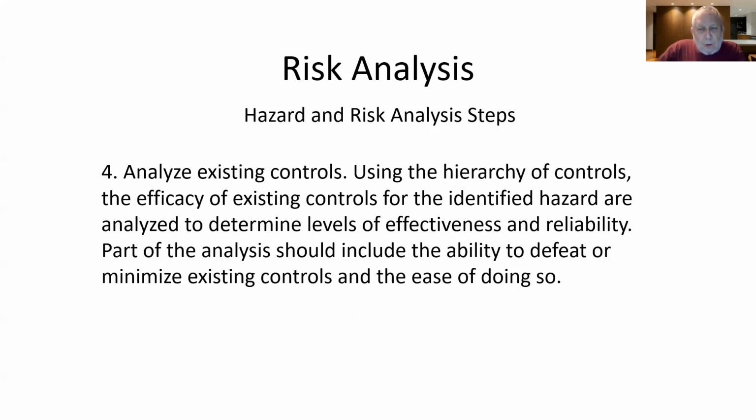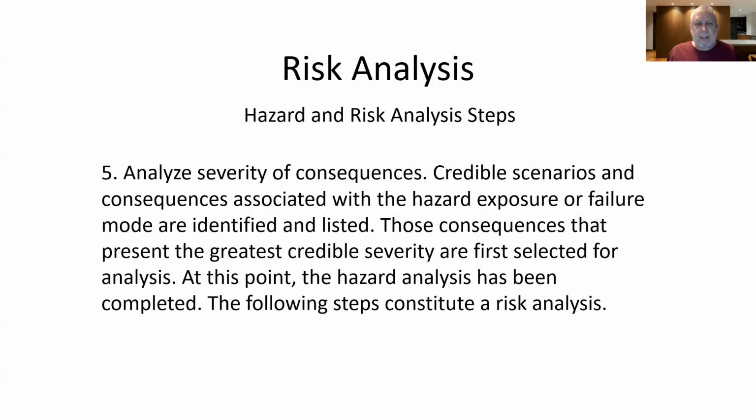Analyzing existing controls. Using the hierarchy of controls, the efficacy of existing controls for the identified hazard is analyzed to determine levels of effectiveness and reliability. Part of the analysis should include the ability to defeat or minimize existing controls and the ease of doing so. Again, a control that can be easily defeated isn't probably going to work very well. Analyze severity of consequences. Credible scenarios and consequences associated with hazard exposure or failure mode are identified and listed. Those consequences that present the greatest credible severity are the first selected for analysis.